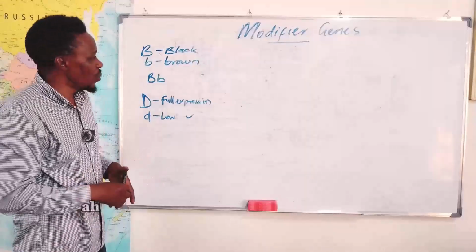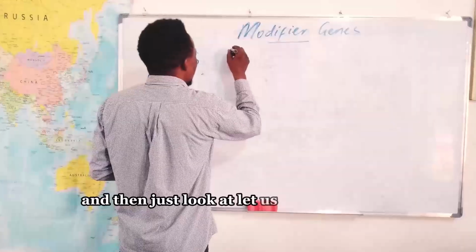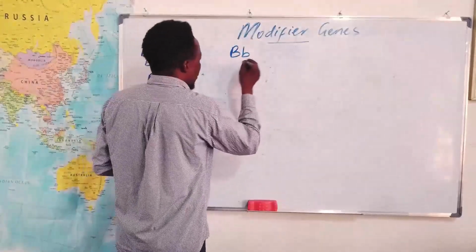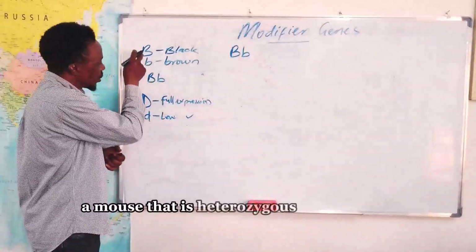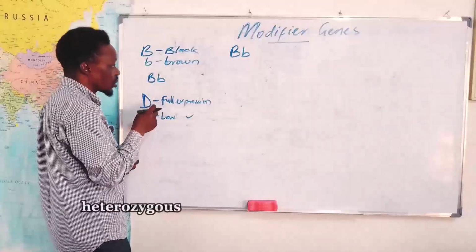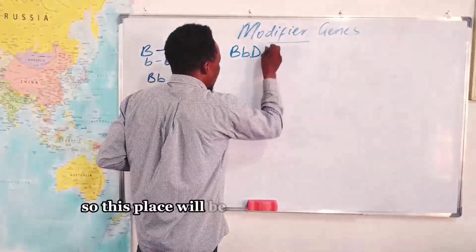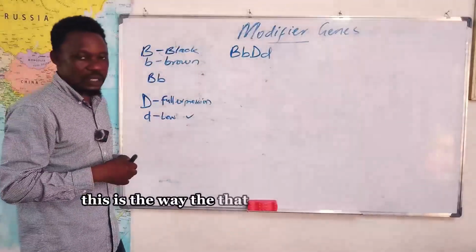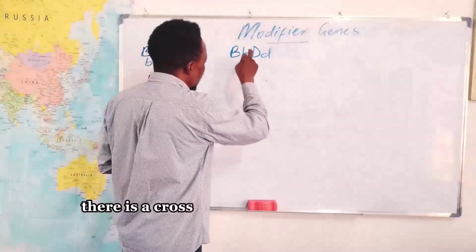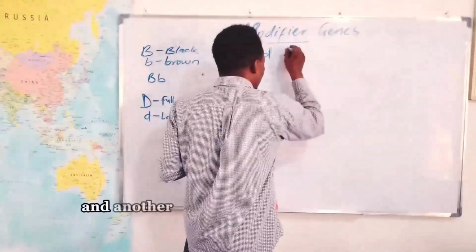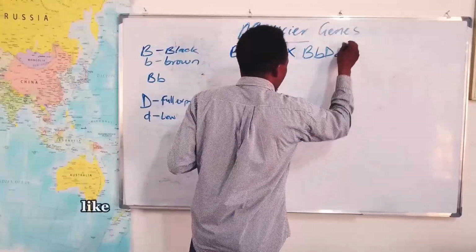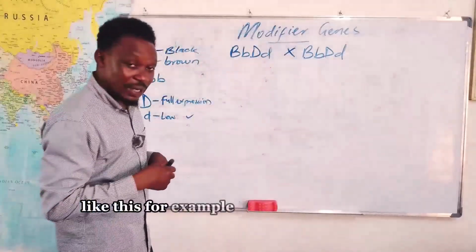All right. We can go further and look at, let us say, a cross between a mouse that is heterozygote for this trait and heterozygote at this locus, heterozygote at this locus, heterozygote at this locus. This is the way such a mouse will be. So there is a cross between this and another mouse of the same heterozygosity, like this, for example.